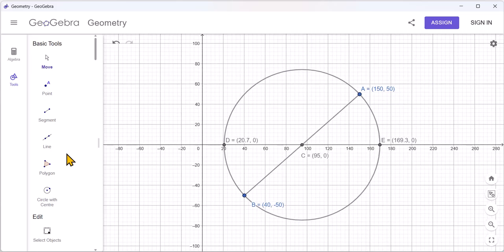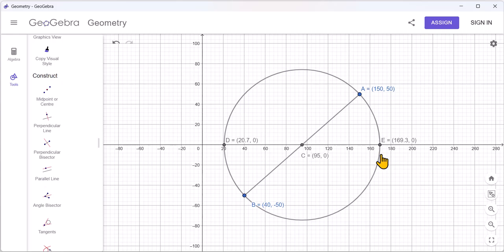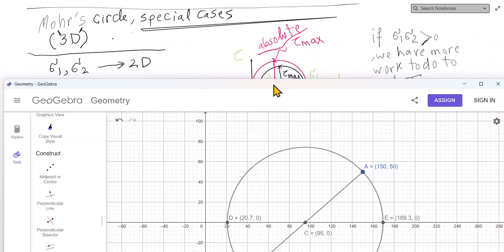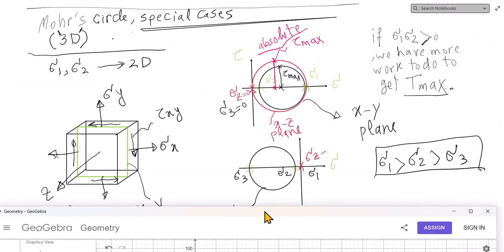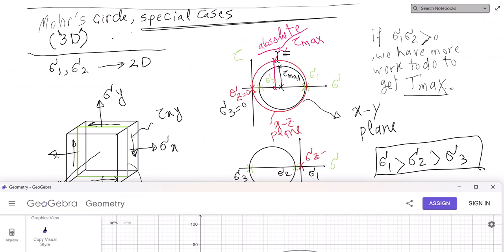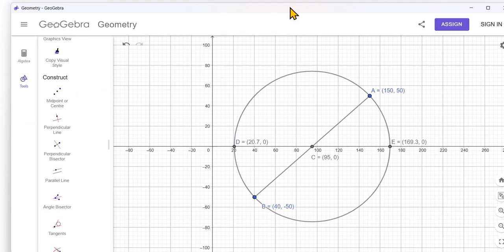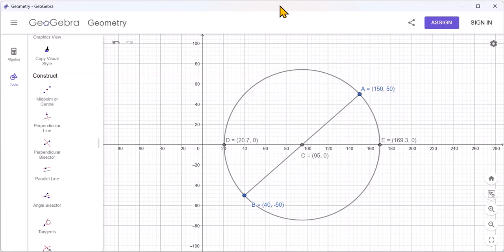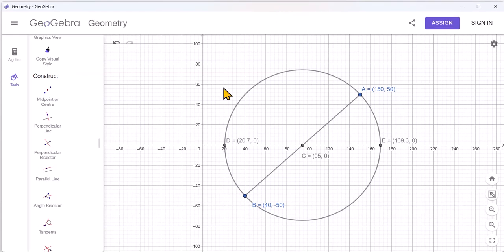What I have to do is actually draw a circle between point E and the origin, because this origin is the one that I was discussing here. And I have to consider that because that will give me a bigger shear stress. So I come here and find the midpoint between E and the origin.